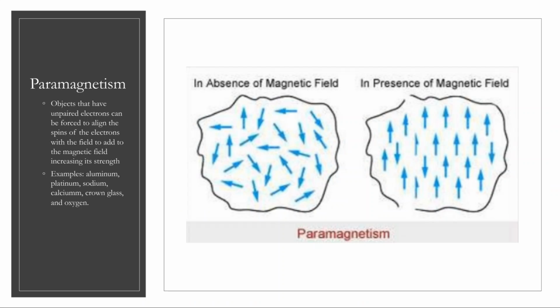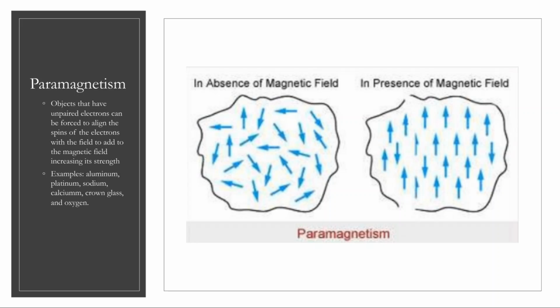So there are different types of magnetism, and we care a little bit about the different types, so let's go through them real briefly. The first type is paramagnetism, and that's objects with unpaired electrons. So you have that one extra electron that's kind of doing its own thing.